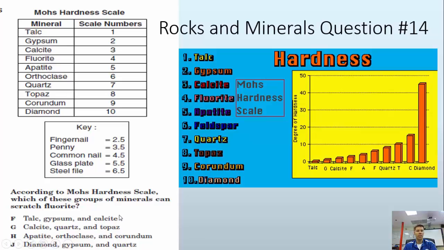Alright, so let's look at our choices. Remember what we're asking here. Which of these groups of minerals can scratch fluorite? Talc, gypsum, and calcite? No, none of those 3, 1, 2, and 3 are able to scratch fluorite. Calcite, quartz, and topaz? 2 of them could scratch fluorite. Quartz, which is a 7, and topaz, which is an 8. Apatite, orthoclase, and corundum? Absolutely. All three of them are higher in the Mohs scale of hardness than fluorite. So the answer here is H.